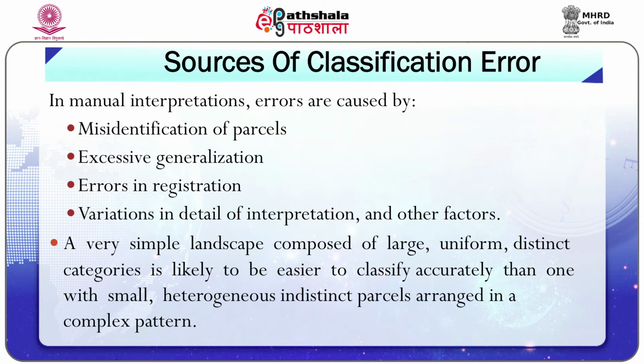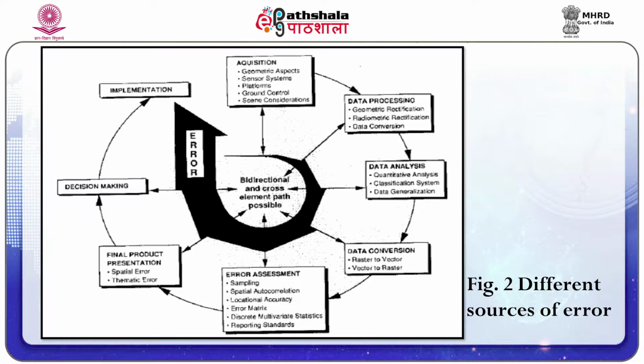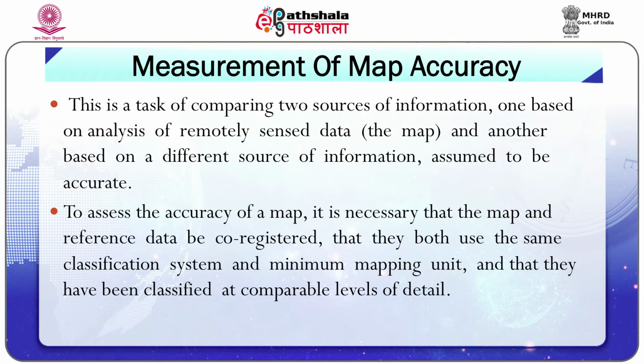Now we will discuss the various sources of classification error. In a manual interpretation, errors are created by first, misidentification of parcels, second, excessive generalization, third, error during registration, and fourth, variation in detail of interpretation and other factors. A very simple landscape composed of large uniform distinct categories is likely to be easier to classify accurately than one with small heterogeneous indistinct parcels arranged in a complex pattern, as shown in figure number 2. Now we will discuss the measurements of map accuracy.